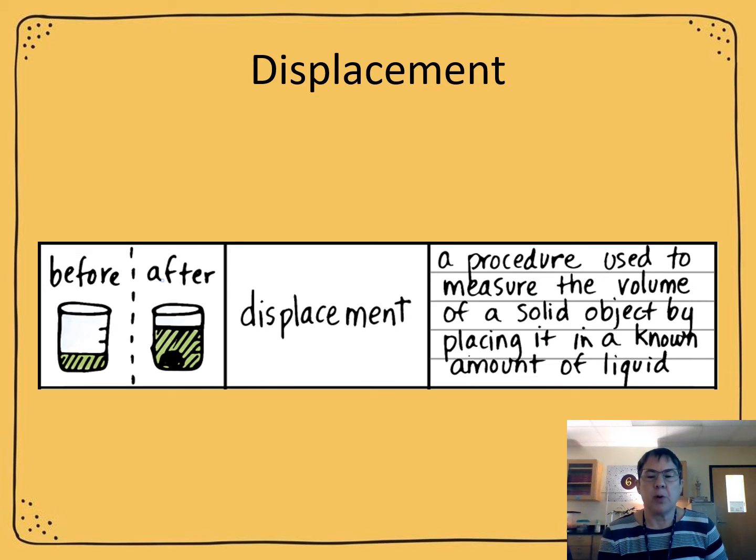Our next vocabulary word is displacement. It's the procedure used to measure the volume of a solid or irregular shaped object by placing it in a known amount of liquid. If you remember, during Metric Mania, we tried to measure the volume of marbles. We started with a given amount of water. We recorded that volume. We added the marbles and we watched the level of the liquid rise because of the addition of the marbles, which have their own volume. The difference between the two was the volume of the marbles.